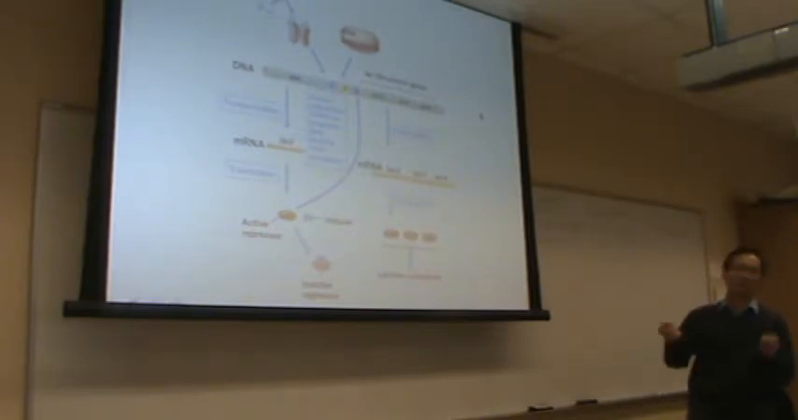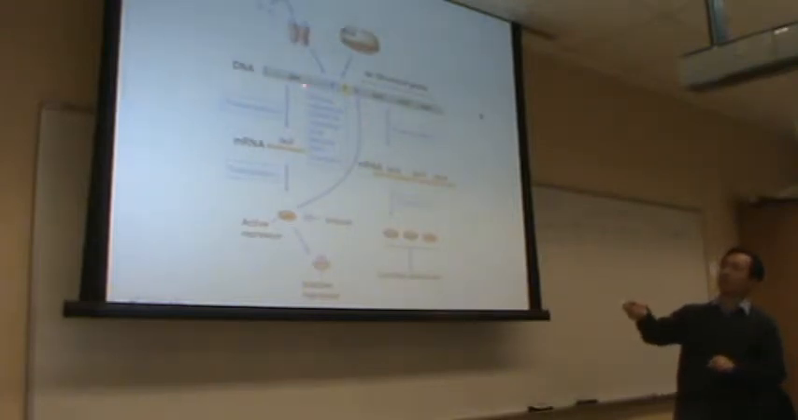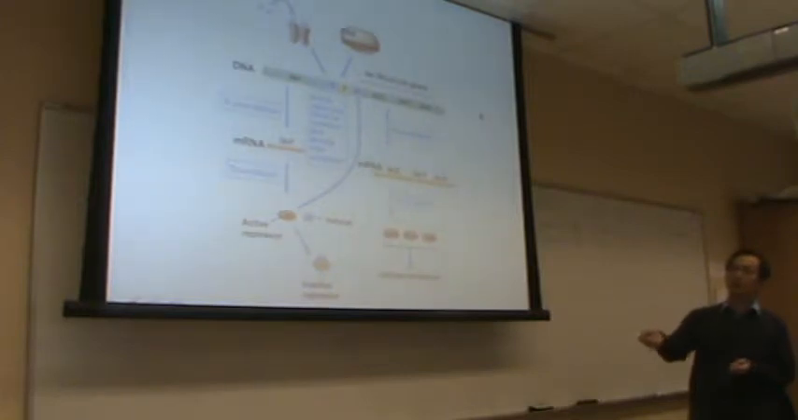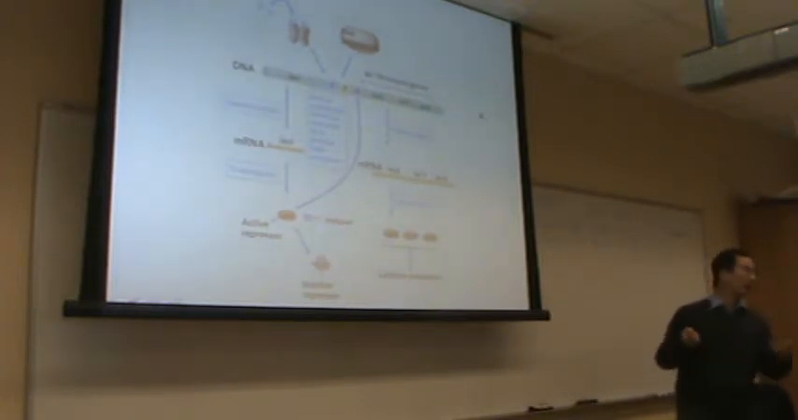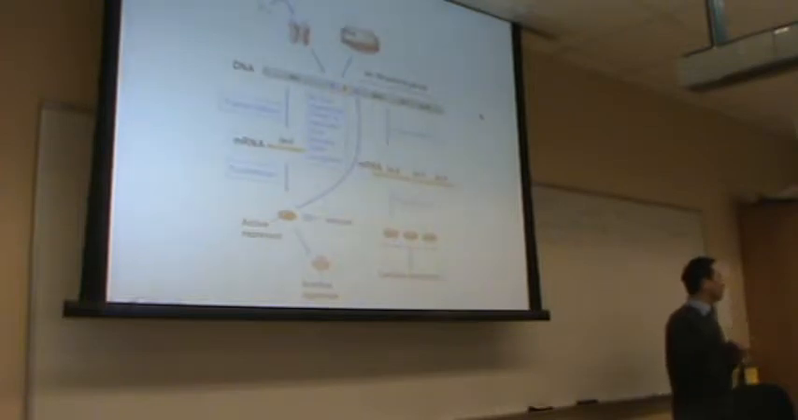So repressor is a general term for all repressors, but in the lac operon, the repressor is lac I. The inducer is also a general term, but in the lac operon, the inducer is lactose. It can also be a synthetic compound, which is actually more potent than lactose.